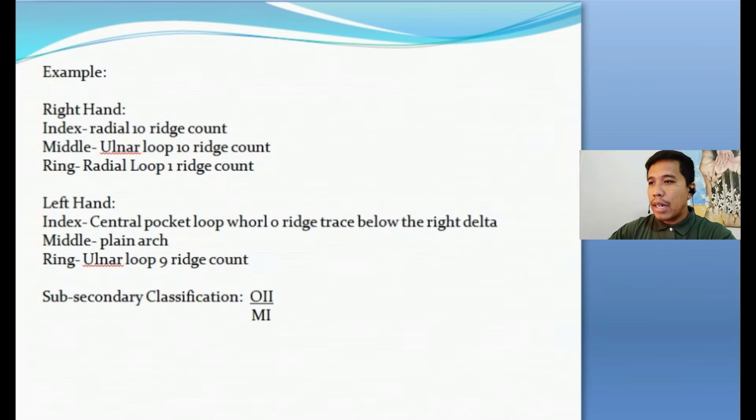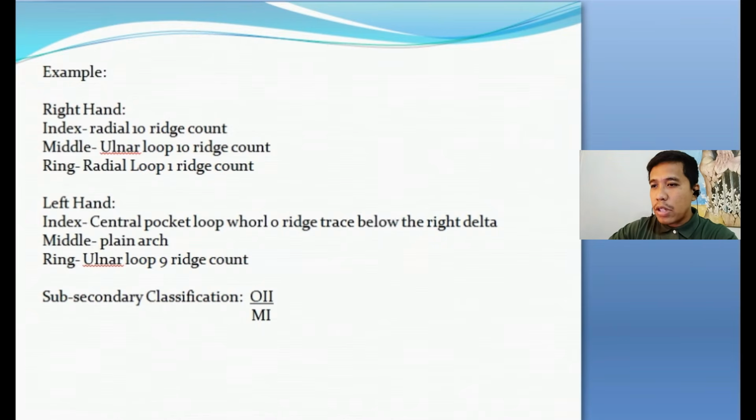While middle and ring, again following the template on the previous slide, would signify inner. So your numerator now is OII over, and the denominator will correspond to the fingers of the left hand. Now, the index finger is a central pocket loop whorl.